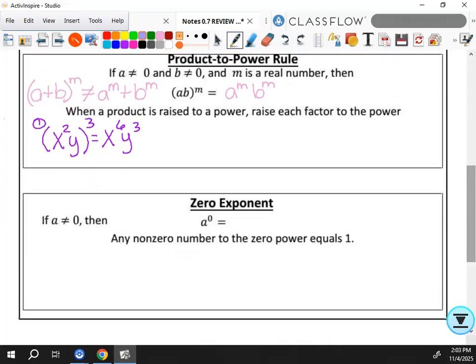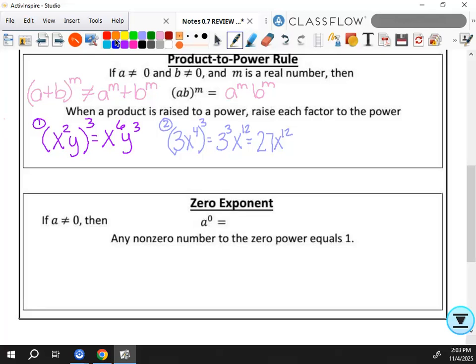All right. Second one, let's do 3 times x to the 4th to the third power. So I can rewrite that as 3 to the 3rd times x to the what? 12. Okay, good. And then what is 3 to the 3rd? 27. 27 x to the 12th. Everybody okay with that? All right, good deal.